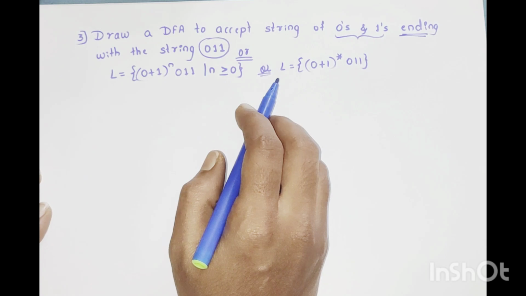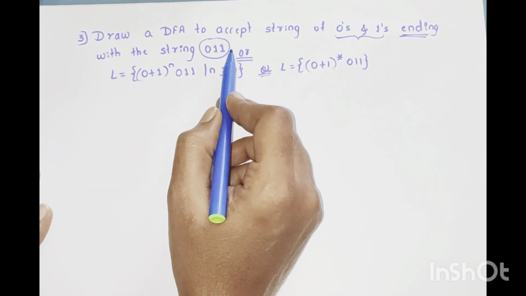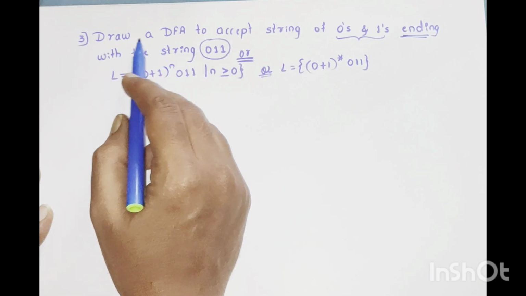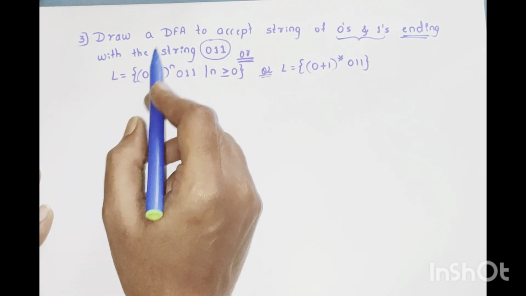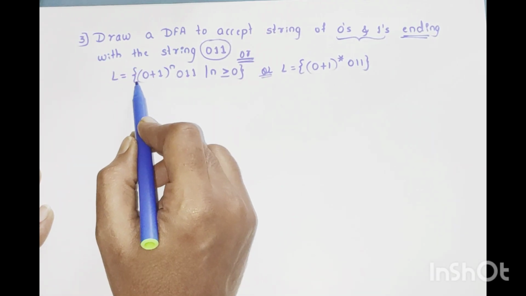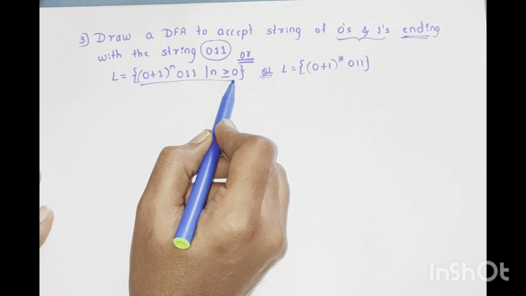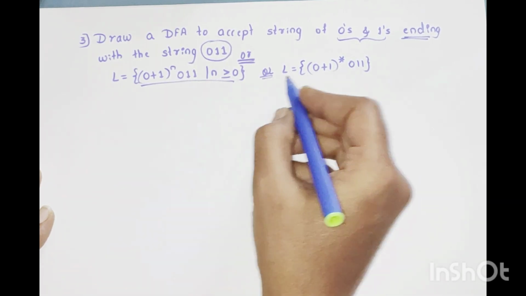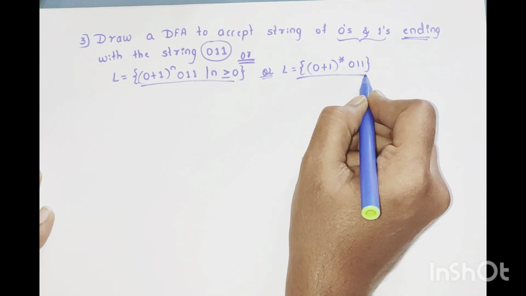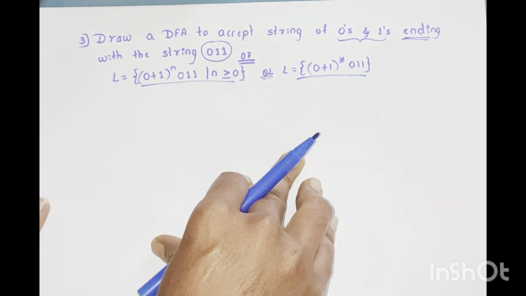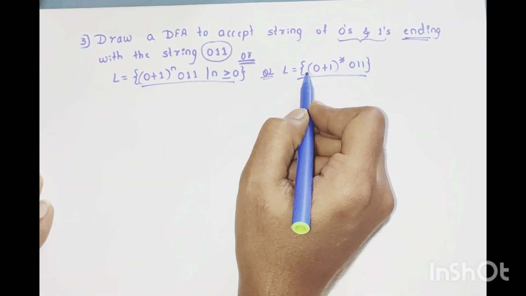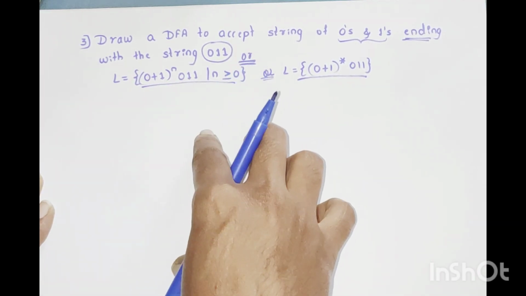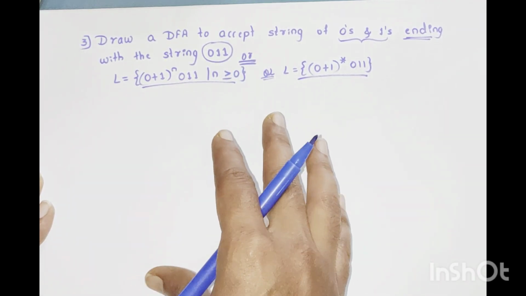The question might be asked to you in this format, or the question might ask you to draw a DFA or obtain a DFA for the language L equal to this. You may be asked with this, or else the language can be further simplified like this also. If it's asked with any one of these three, then you can answer with the same solution which we are going to discuss now.